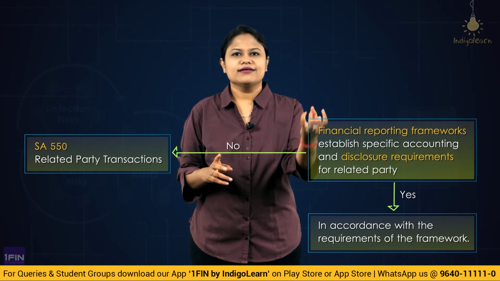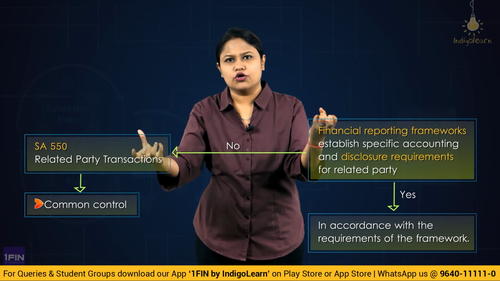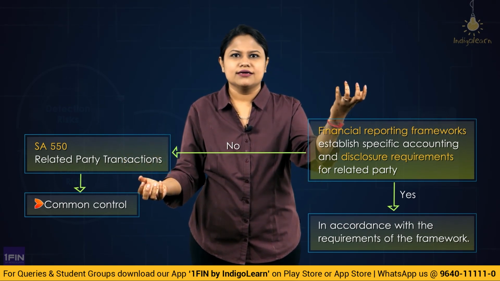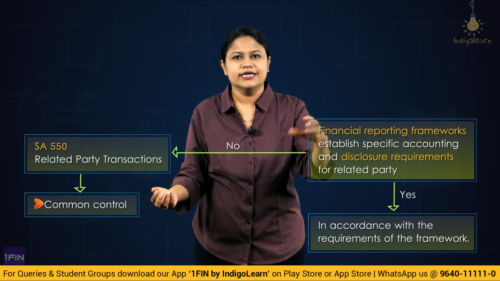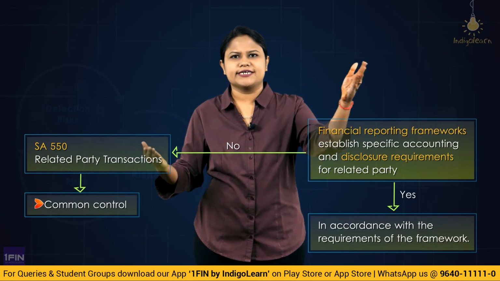First, where a person or an entity is going to exercise control over my client's business. So there is a promoter, Mr. Y, or there is a company Z Limited which is exercising control over the reporting entity. So this is a related party.